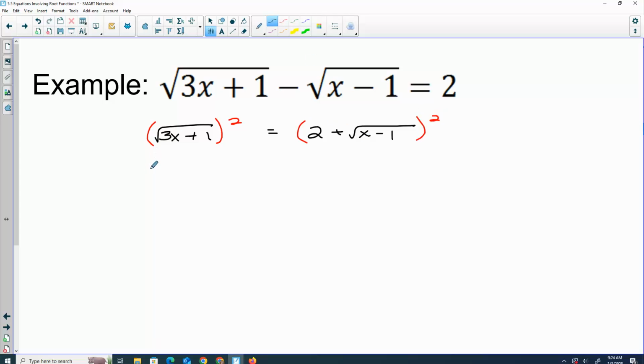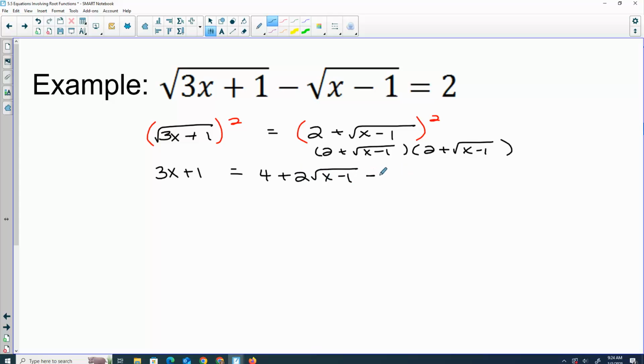So on the left, the square would cancel my square root. On the right, we have to FOIL. So if you need to write it out. So first, 2 times 2 is 4. Outside, 2 times the square root of x minus 1 is 2 square root of x minus 1. Inside, square root of x minus 1 times 2, so 2 square root of x minus 1. Last, the square root of x minus 1 times the square root of x minus 1 just cancels our square root.